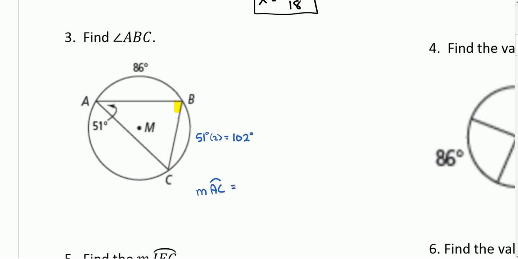is going to be 360 degrees minus the 86 and the 102, because the measure of all three arcs make a full circle, which is a full 360 degrees. And so the measure here of arc AC is going to be what's left over when you subtract 86 and 102 from 360. When we do that, we end up getting 172 degrees.